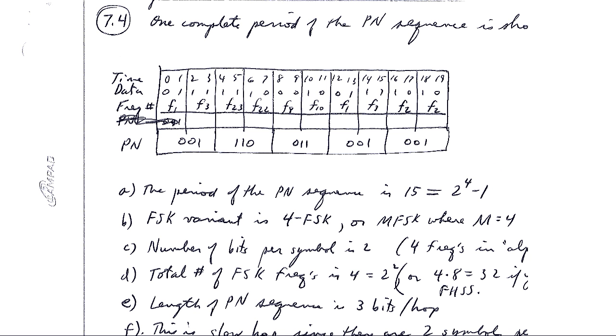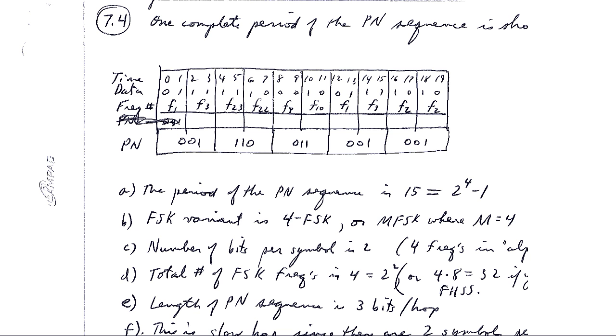For part B, let me read the problem statement for you as I go here. It says, the system makes use of a form of FSK. What form of FSK is it? It's 4FSK, or MFSK with M equals 4. And how do we know that? Because we have 2 data bits per frequency. And if you have 2 data bits per frequency, that means you have M equals 4. Okay, L is equal to 2 and M is equal to 4.